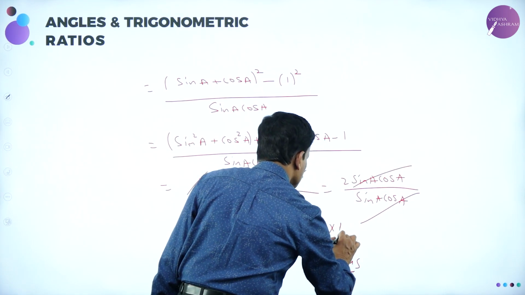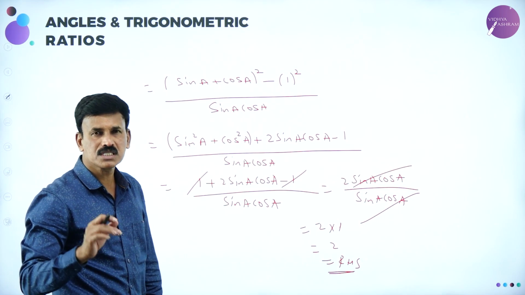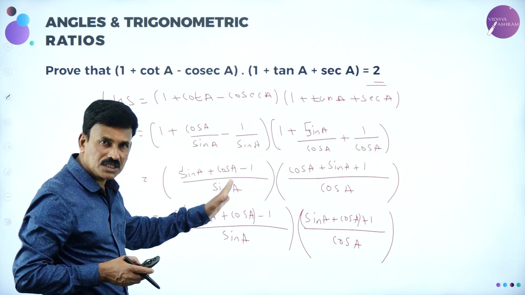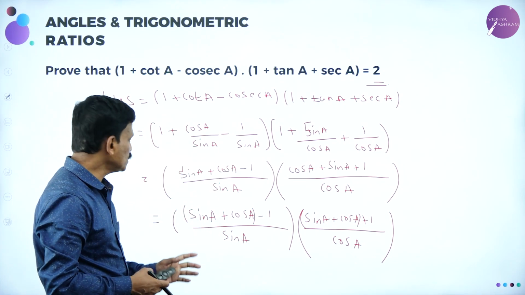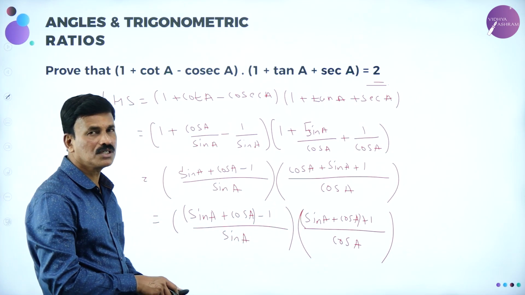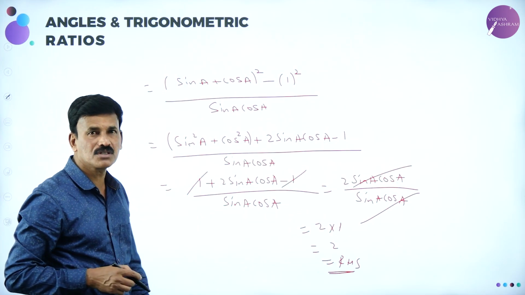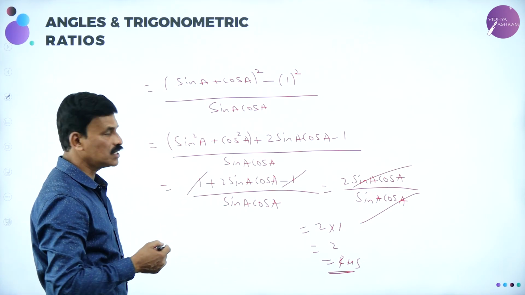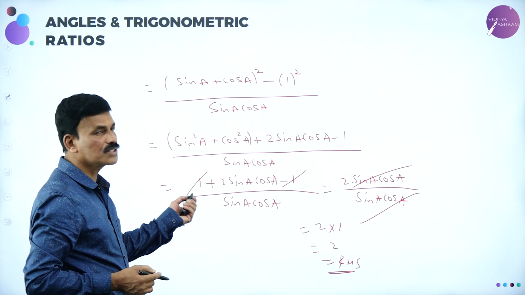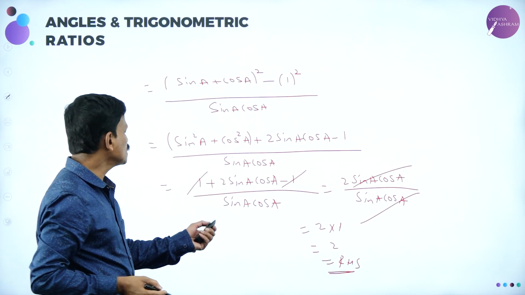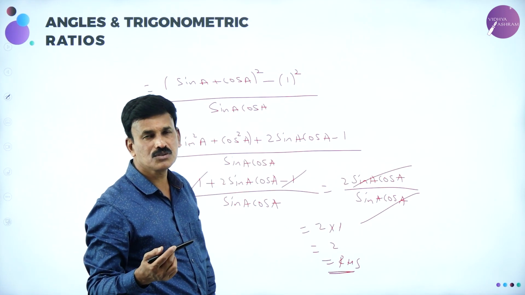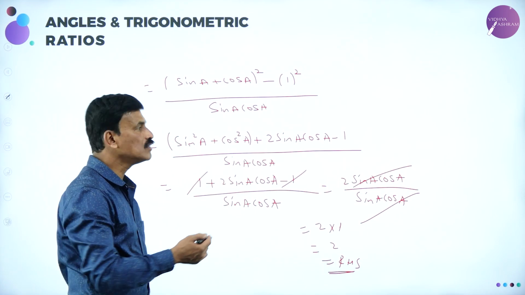That's it. Very simple problem, and 5 marks is very important. Just use the quotient relations and the reciprocal relation. The form A minus B into A plus B is A square minus B square, that is sin A plus cos A whole square minus 1 square. Then A square plus B square plus 2AB, sin square plus cos square is 1, and plus 1 minus 1 gets cancelled. 2 sin A cos A in the numerator and sin A cos A in the denominator get cancelled. 2 into 1 is 2, which is the required RHS.